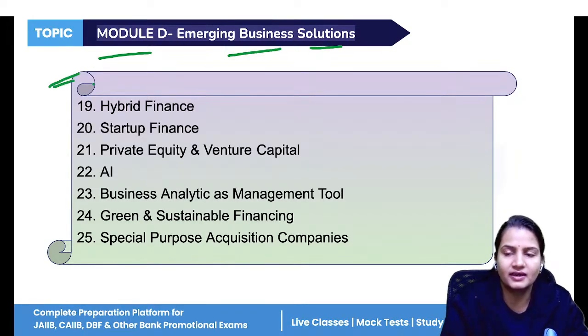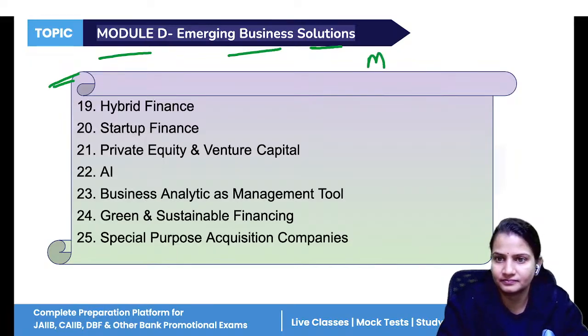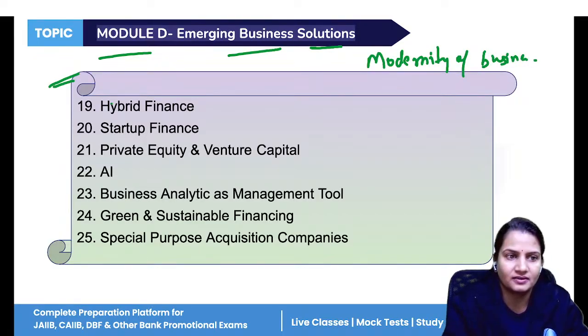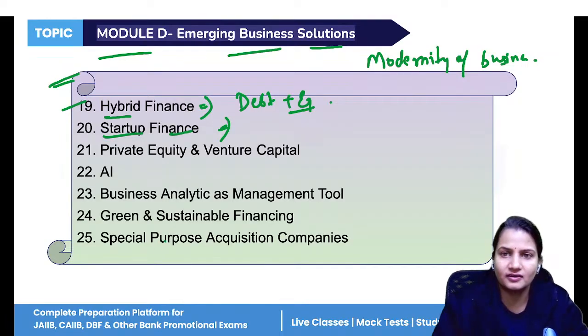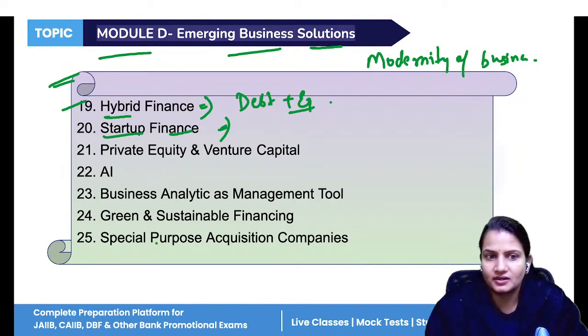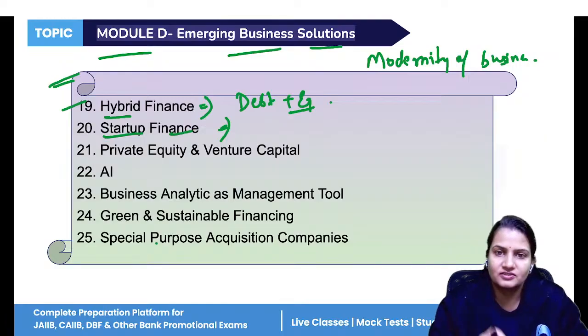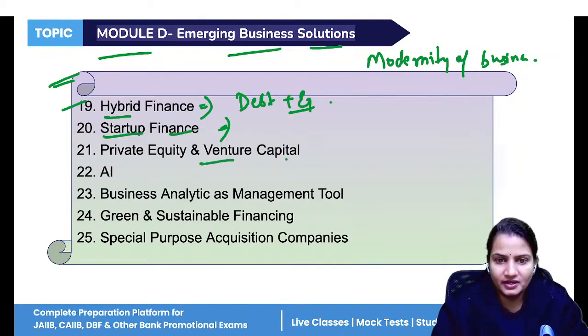This module talks about the modernity of business, a new way of business. Like we have hybrid finance. It is a combination of debt plus equity. Then startup finance. If you have a startup company, then how will you arrange funds for that? Private equity and venture capital.